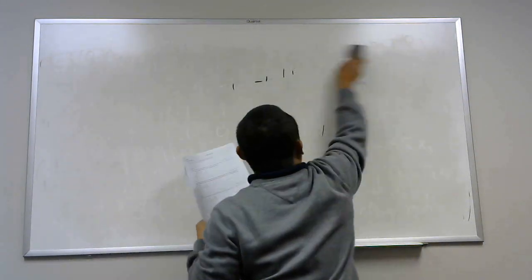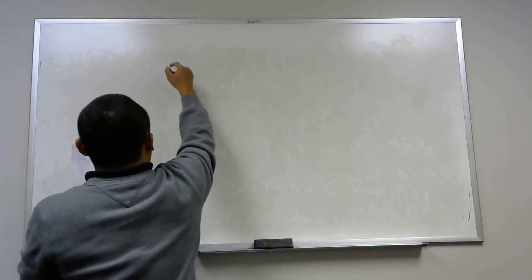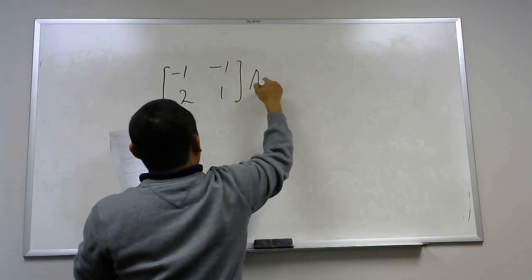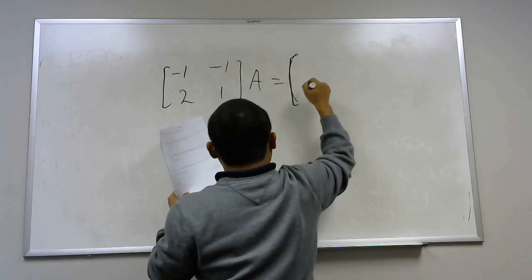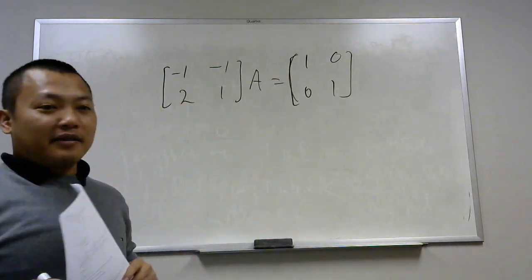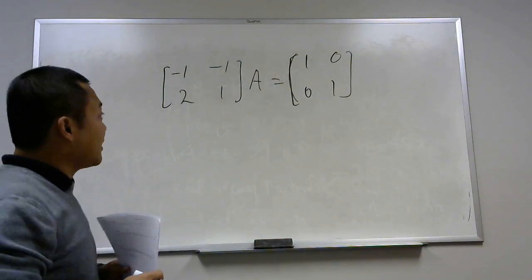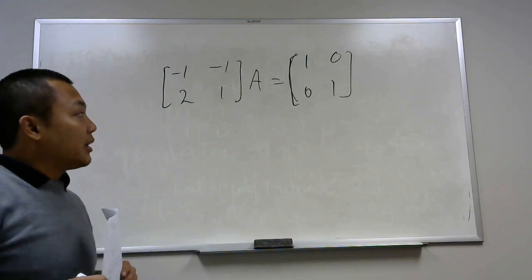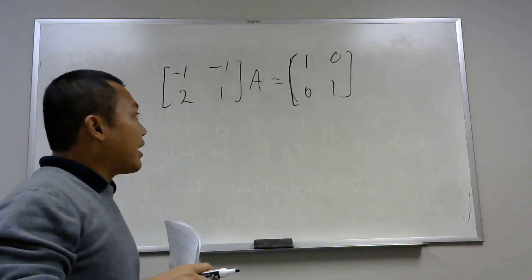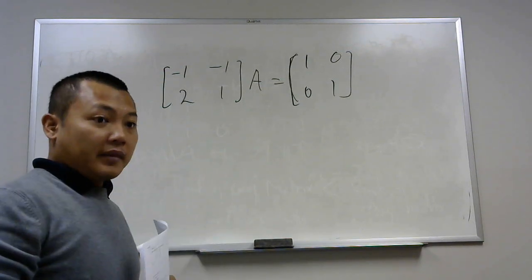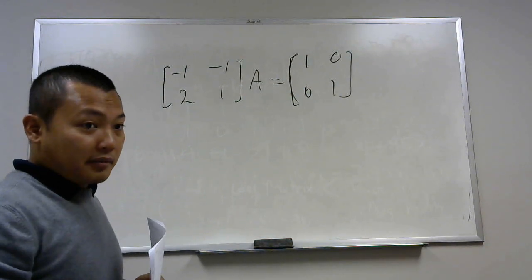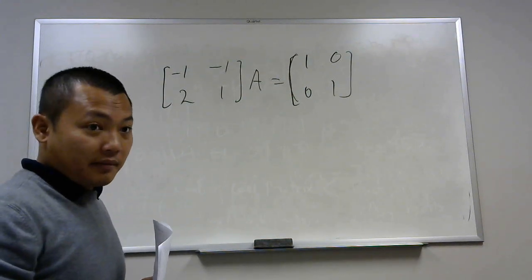The next question, that is -1, -1, 2, 1. Here is A, here is, alright, 1, 0, 0, 1. So we have this question on the first test. And actually, when we cover the second module, we study how to go from one basis to another, and we need to find the transition matrix. So I hope you still remember that, how to find the transition matrix, right?